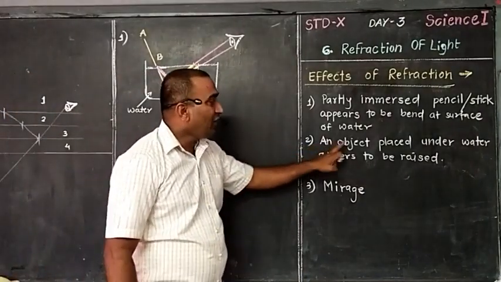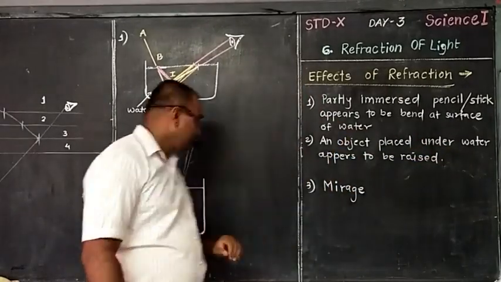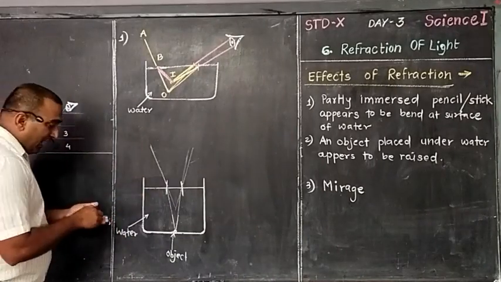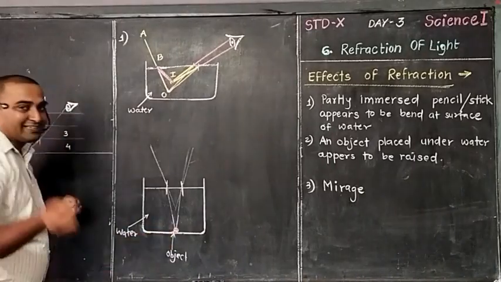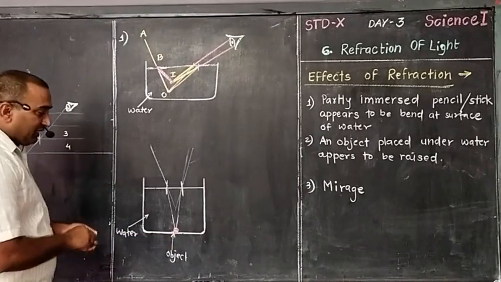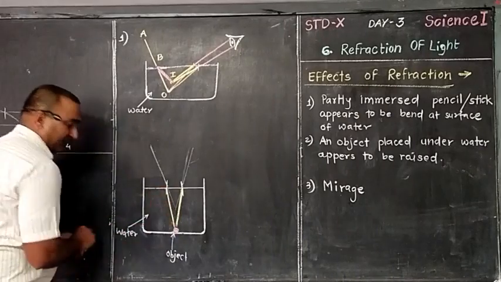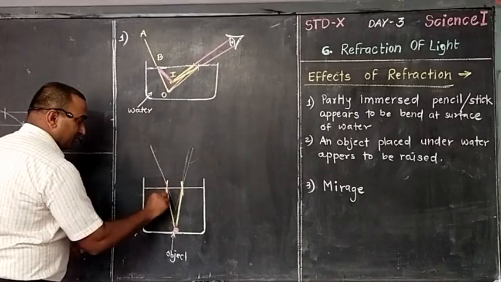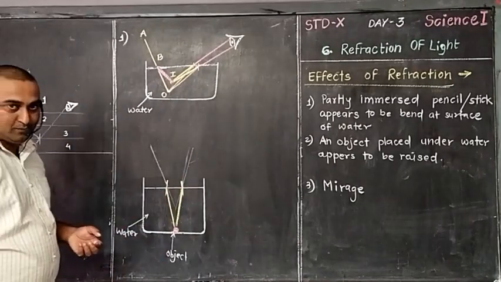Second is, an object placed under water appears to be raised. See this example. This container is having water. At the bottom of this container, one object is there. Consider a little coin is there. The rays which are traveling like this, that is the incident ray. But see, these are the normals. Because of this normal, we are getting the correct refraction.